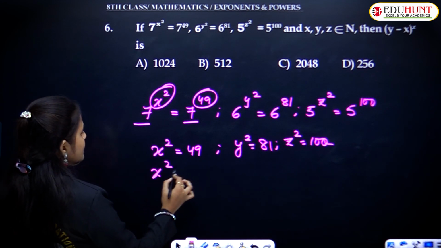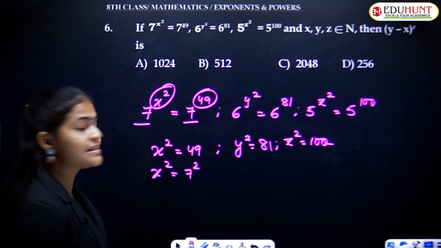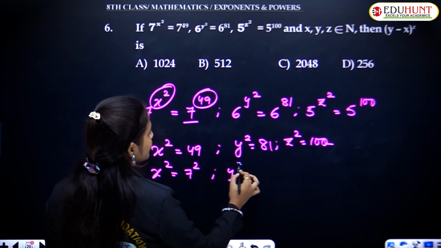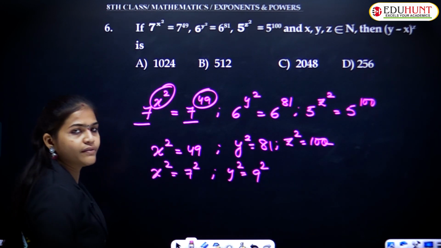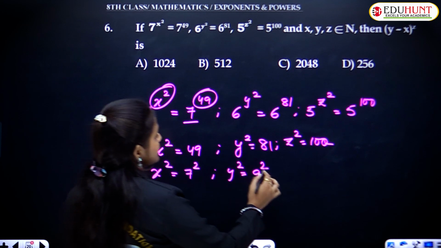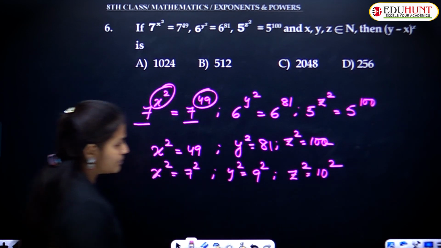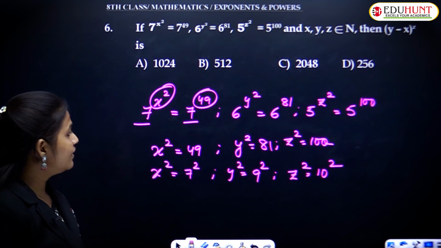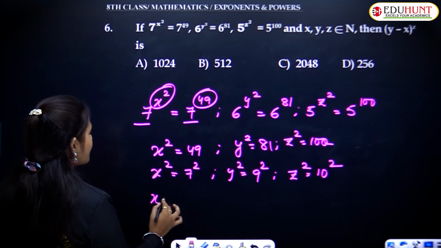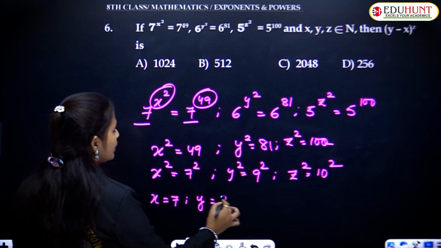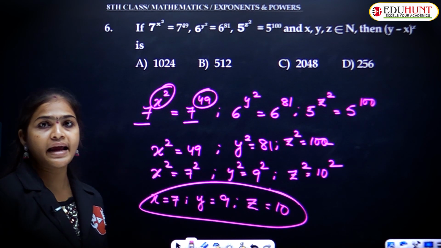So x square is equal to 49, we can write it as 7 square. Next, y square is equal to 81, which is the perfect square of 9. Its square root is 9, so we can write that as 9 square. So y square is equal to 9 square. Z square is equal to 100, we can write it as 10 square. Understand? As the exponents are equal, their bases must be equal. So x is equal to 7, y is equal to 9, z is equal to 10. So these are the values of x, y, z.